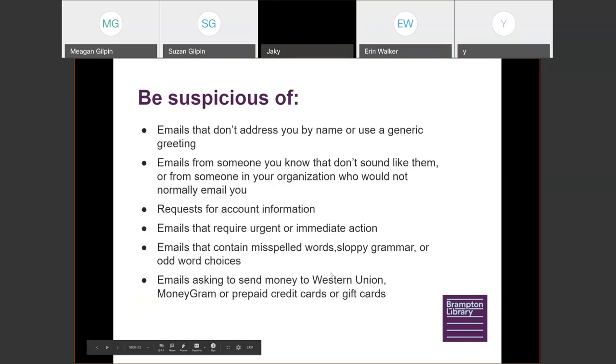In general, when it comes to email, always be suspicious of the following. If you receive an email that doesn't address you by your name, ones that use generic greetings like dear madam or sir or dear friend. Emails that appear to be from someone you know, but the tone, the language used doesn't quite sound like them. It uses terminology that they would never use. If you're at work and someone from your organization who would not normally email you sends you an email and asks you to do something, ask yourself, would the CEO of my company be asking me to perform this task? Is that something that would normally happen? And if the answer is no, that's probably a spoofed email.